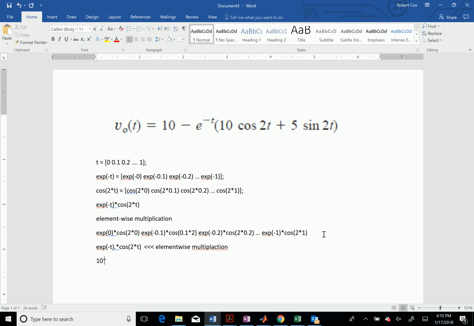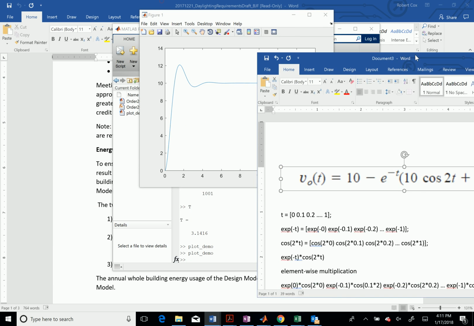All right? If I just simply want to take every element in the exponential vector and multiply it by 10, that just needs to be written as 10 times exp of minus t. That will simply give me 10 times exp of 0, 10 times exp of negative 0.1, 10 times exp of minus 0.2, etc., etc. All right? This operation gives me this element by element result that I've got here. Okay? So let's look at that in practice for this particular set of numbers.